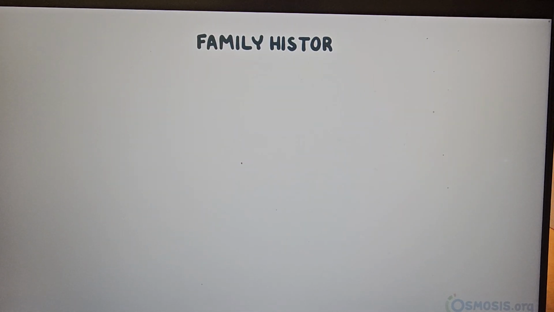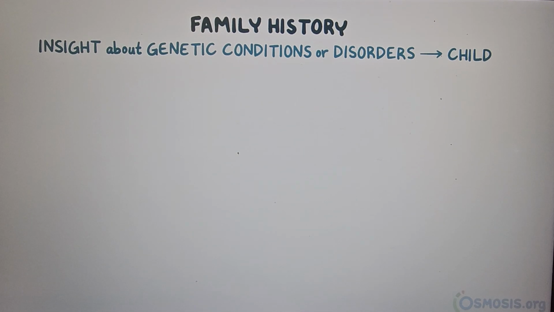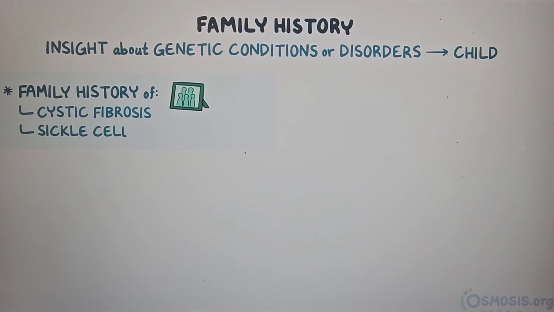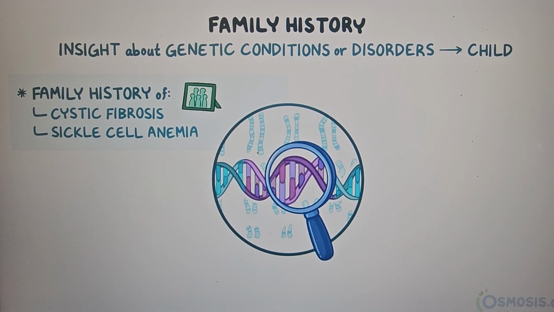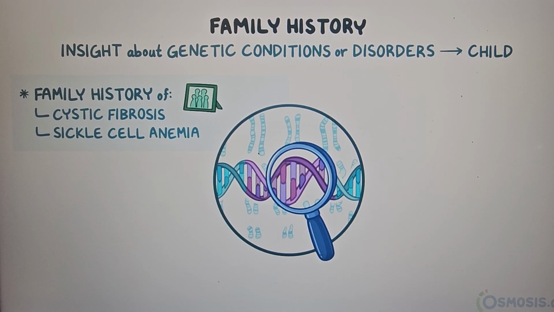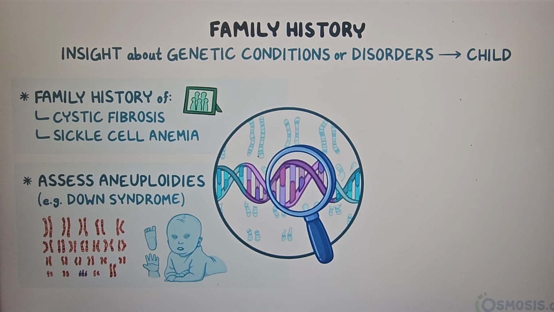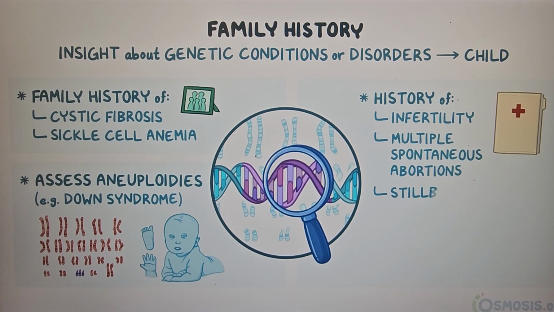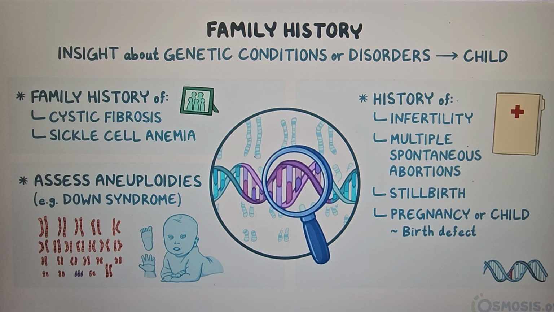Next, a family history can provide insight about any genetic conditions or disorders that may be passed on to a child. In clients with a family history of genetic disorders like cystic fibrosis or sickle cell anemia, individuals may benefit from genetic testing to see if they or their partner have the mutation. Genetic screening can also be done to assess the risk of fetal chromosomal abnormalities, or aneuploidies, like Down syndrome. Genetic counseling can also be recommended in clients with a history of infertility, multiple spontaneous abortions, or stillbirth, as well as if they've had a previous pregnancy or child affected by a birth defect or genetic condition.